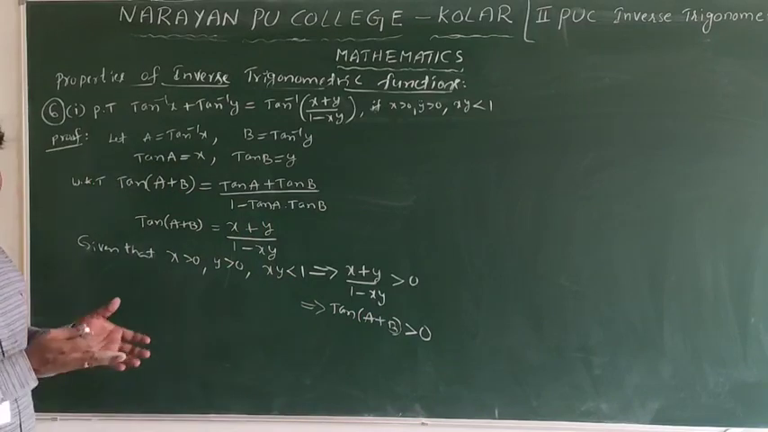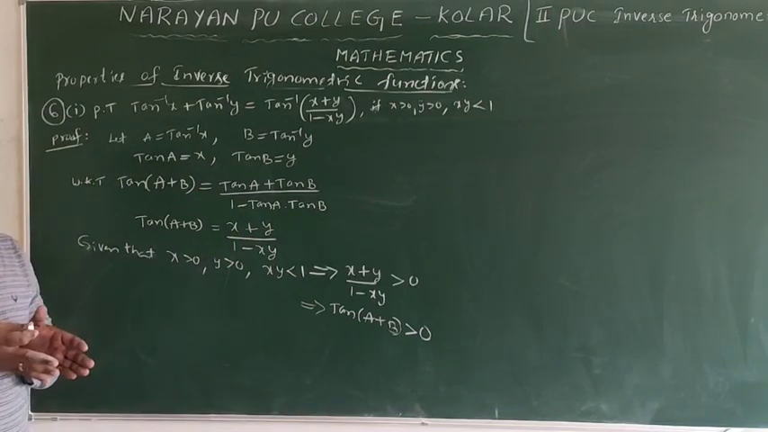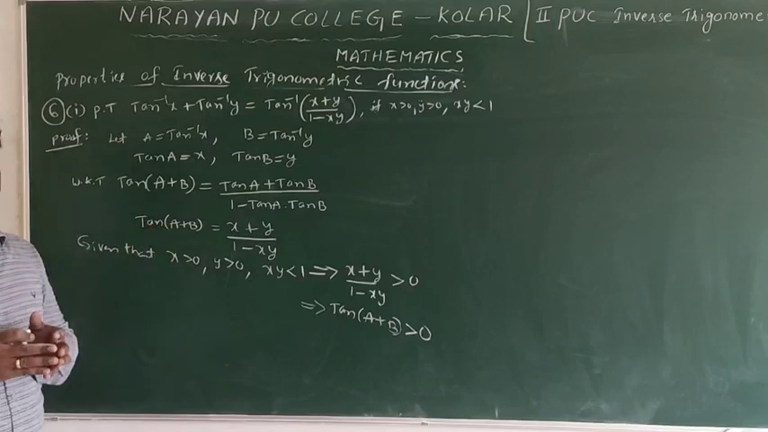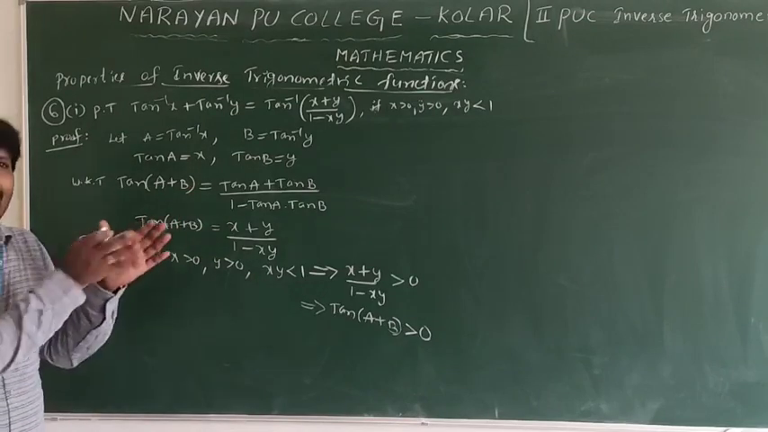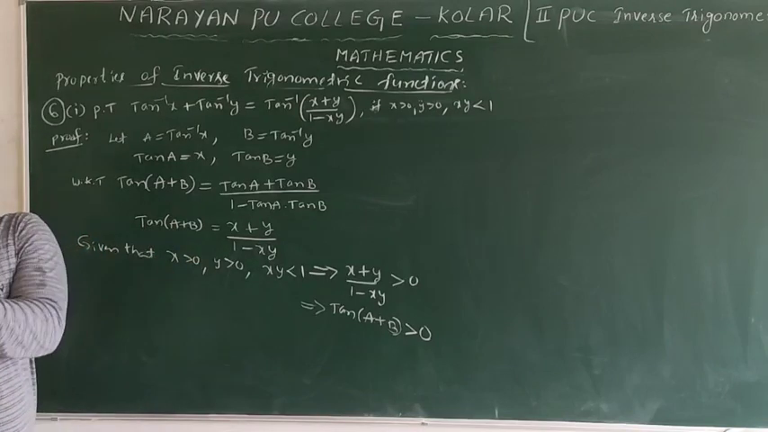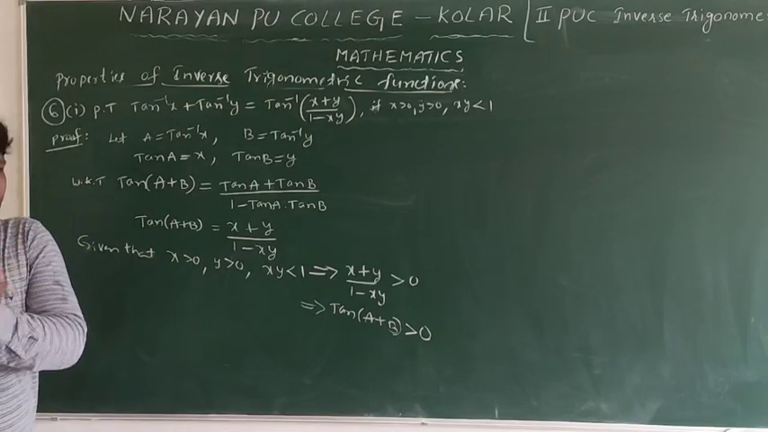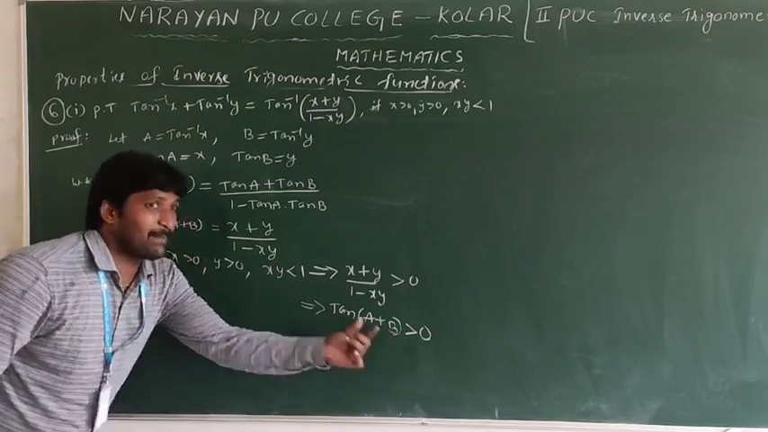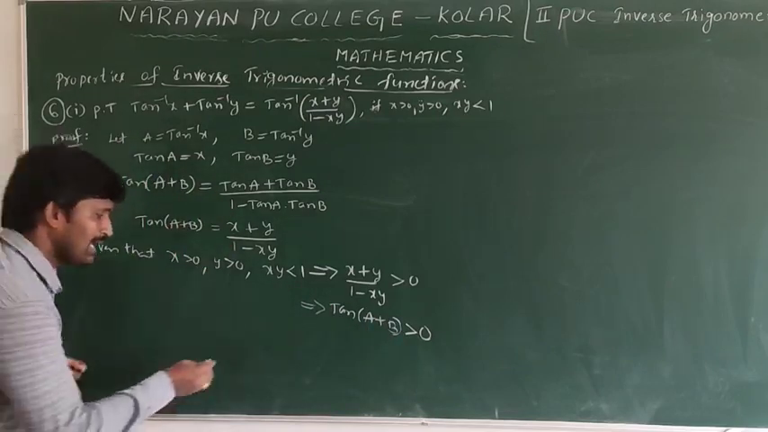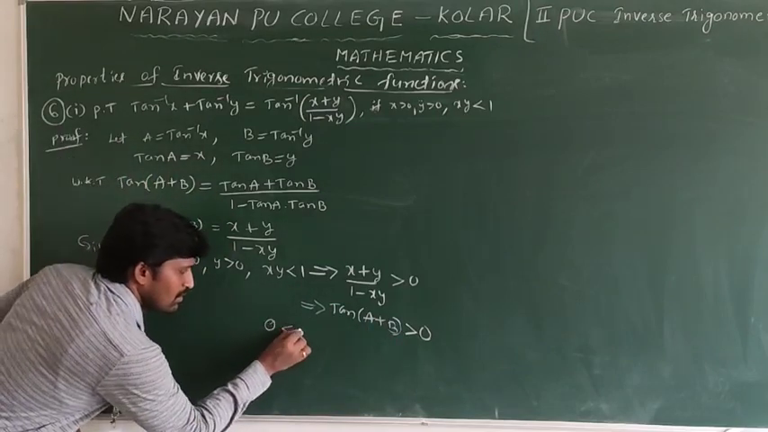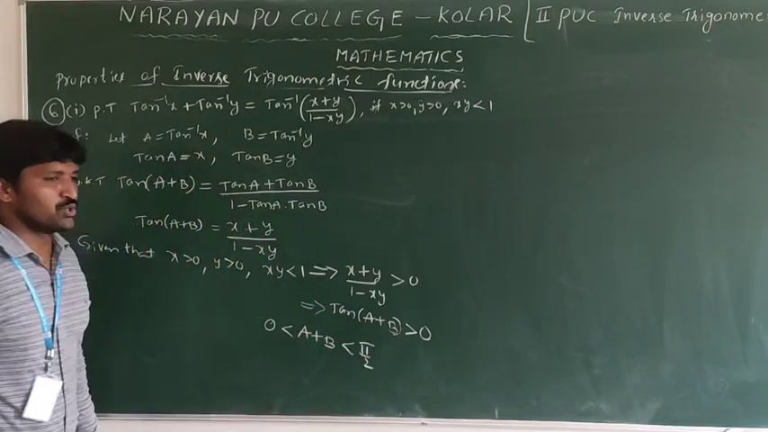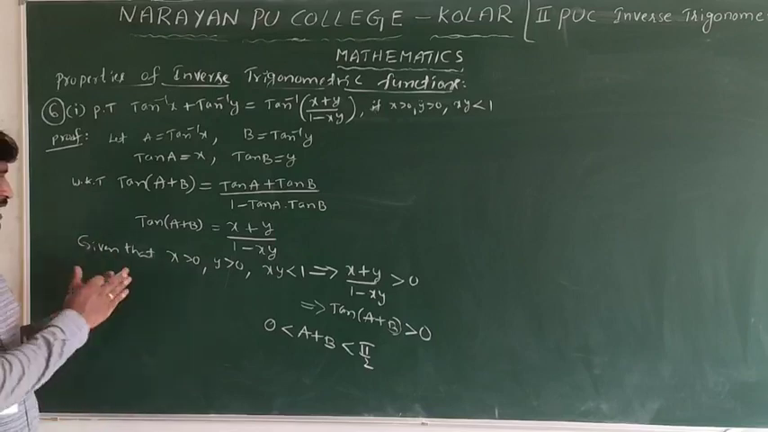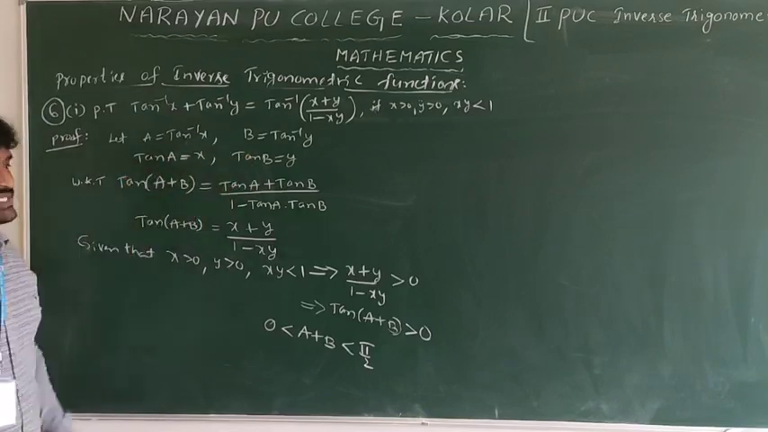Tan is positive in which quadrant? First quadrant. The complete range is the open interval (minus pi by 2, plus pi by 2). A negative angle is not positive. For a positive angle, from where to where? 0 to pi by 2. That's why this A plus B angle clearly lies between 0 and pi by 2. Now clearly we can convert tan in terms of the tan inverse function.